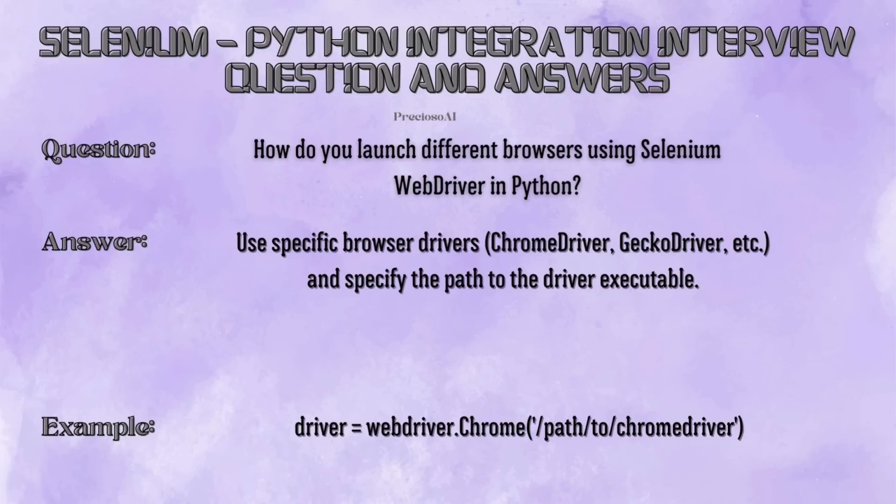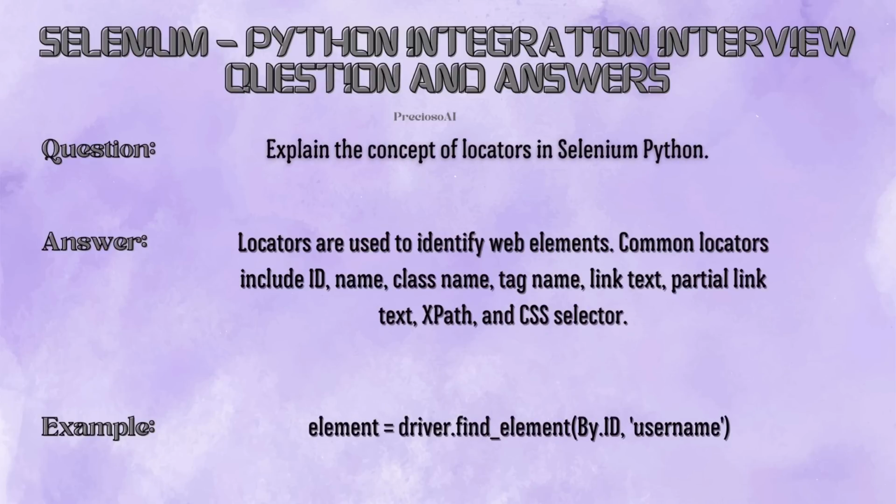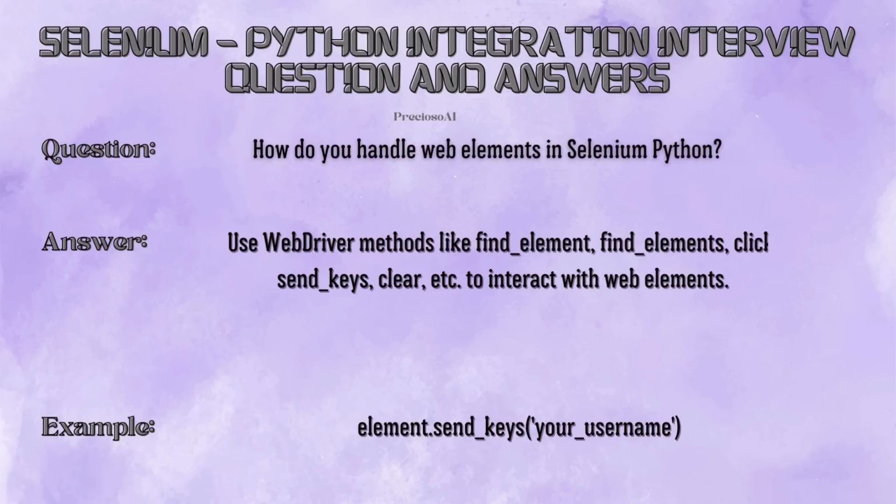Path to ChromeDriver. Next question is explain the concept of locators in Selenium Python, and the answer is locators are used to identify web elements. Common locators include ID, name, class name, tag name, link text, partial link text, XPath, and CSS selector, for example element = driver.find_element(By.ID, "username").